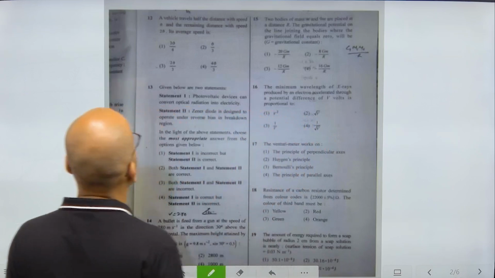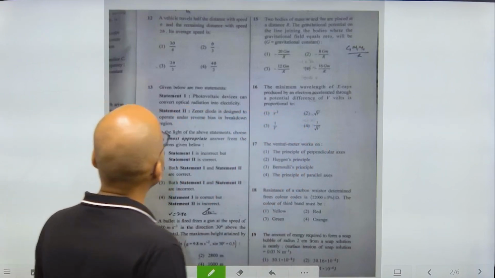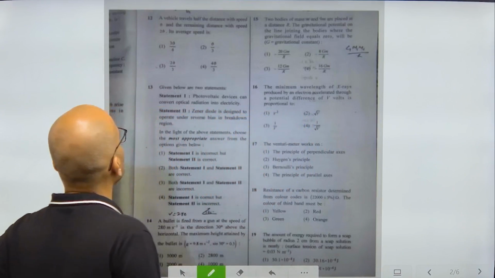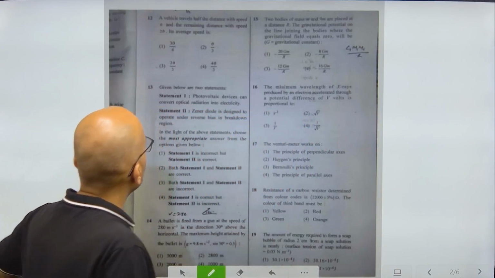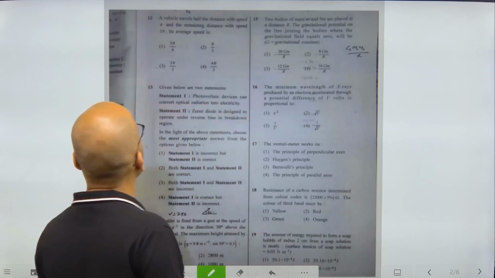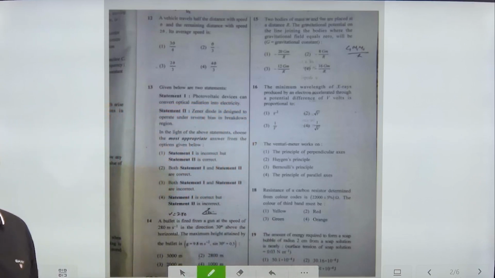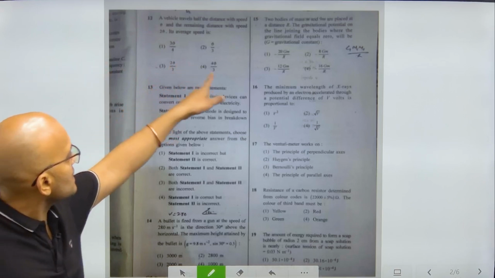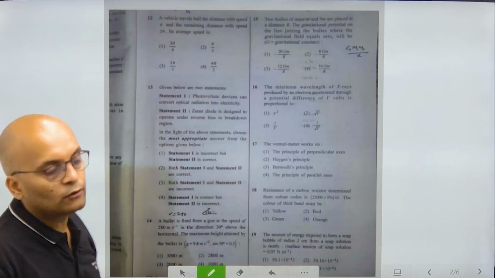Moving on. Next question is saying that a vehicle travels half the distance with the speed of u and the remaining distance with 2u. So there is a vehicle traveling and covering a journey. Initially its speed for half of the distance was u and for the other half it was 2u. So see, distance is equal. And what is it asking? It is asking average speed. We have to calculate the average speed.